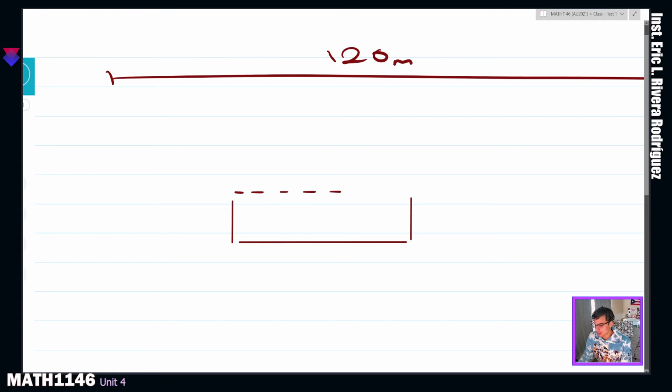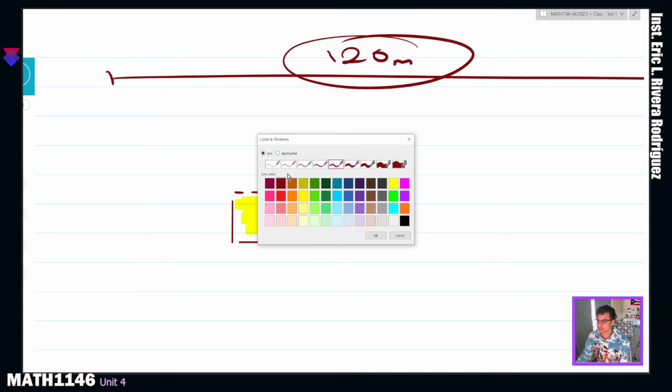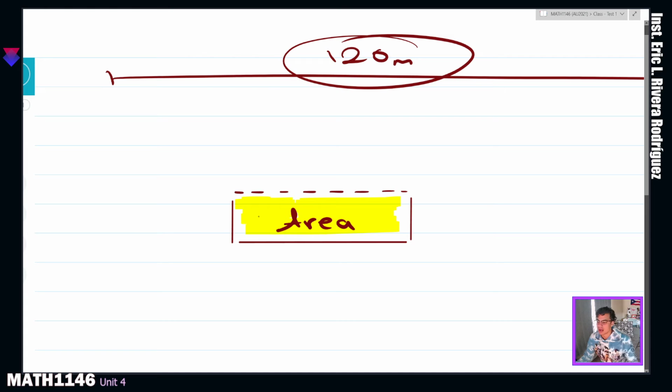We know that the 4th side is not going to use the fencing. We are not going to use the 120 meters of fencing for 4 sides, right? Because we have a rectangular shape here. Whatever goes inside is what we are going to call the area of that rectangle. So here, the area. And I know that this side and this side are built based on the 120 meters of fencing that I have.